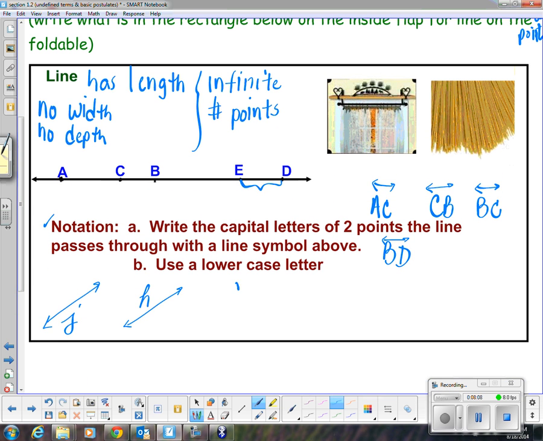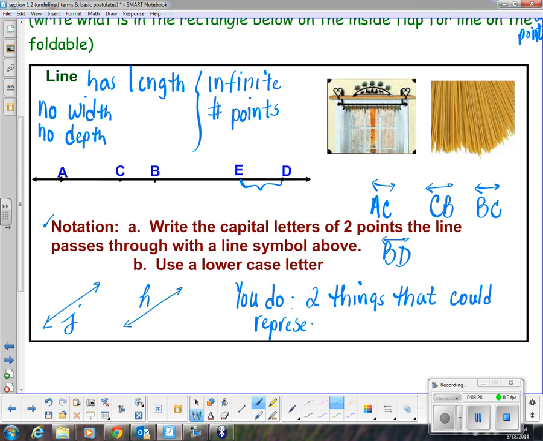And what I want you to do now is I want you to stop, and I want you to name 2 things in the room you currently are in that could represent a line, real world things. I use spaghetti and a curtain rod. And when we think about the spaghetti or the curtain rod, we're assuming that they go in 2 directions forever.